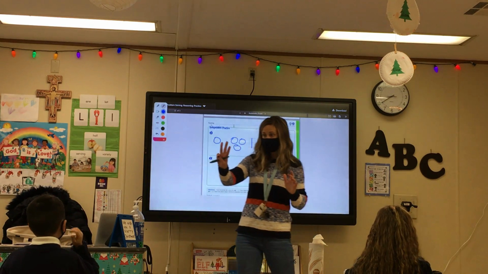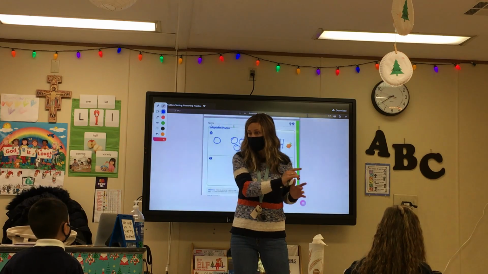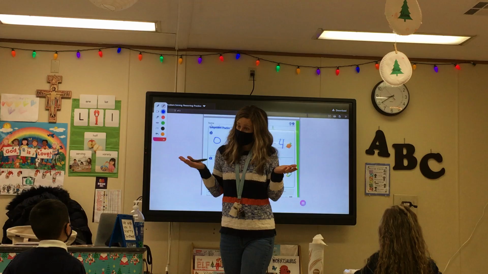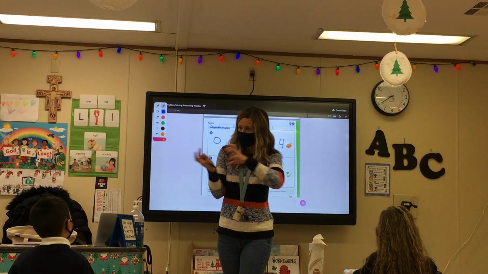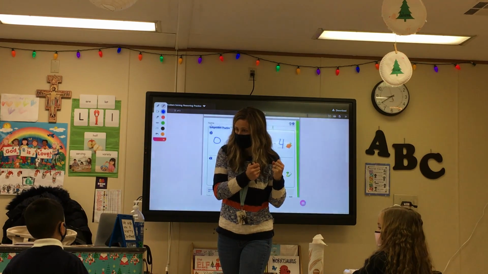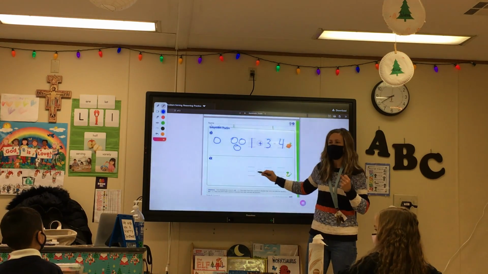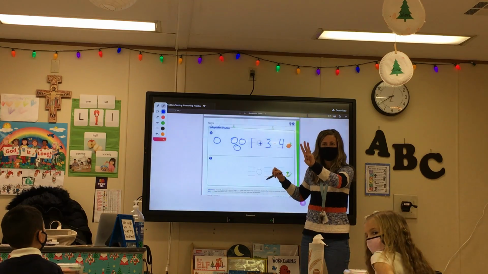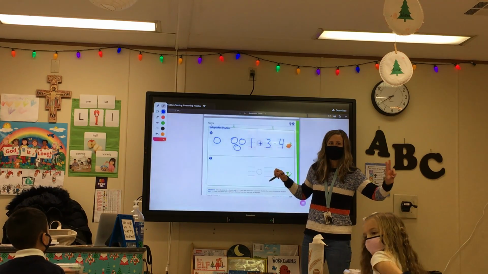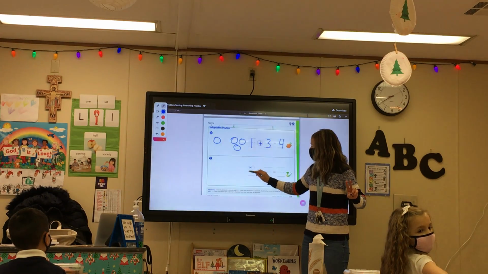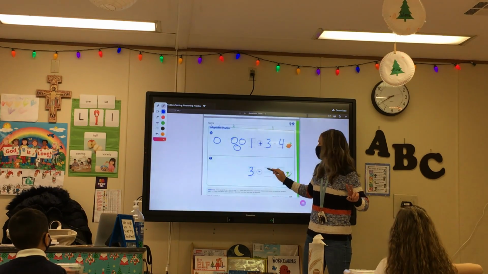I have 3 snakes, and 2 of them slithered away. How many do I have left? Are we adding, or am I subtracting and taking them away? Subtraction, very good. Okay, so what should my equation be? Who can tell me? I have 3 snakes, and 2 of them slither away. Riley, what do you think? 3 minus 2. Very good.